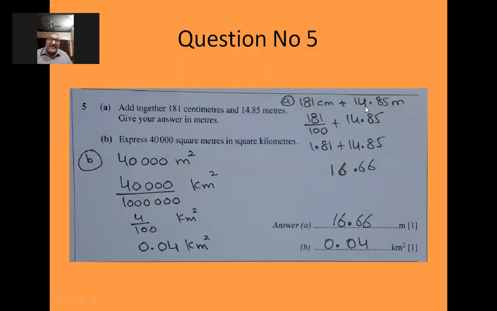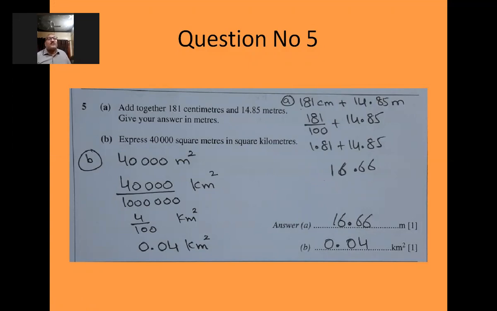So we need to add these two quantities, but the only problem is that their units are not the same. So what I did here, I divided it by 100. So I will have 1.81 meter plus 14.85 meter. So simply add them, and 16.66 is the answer, 16.66 meter.